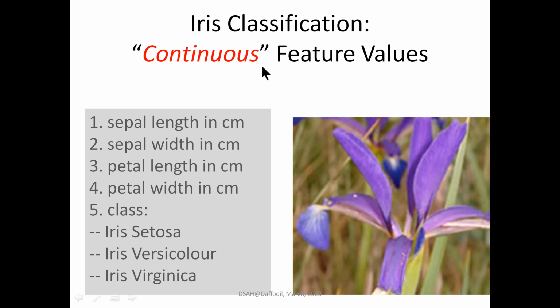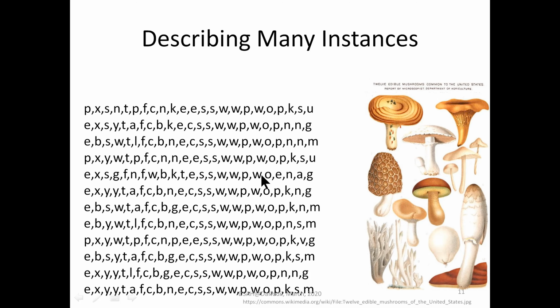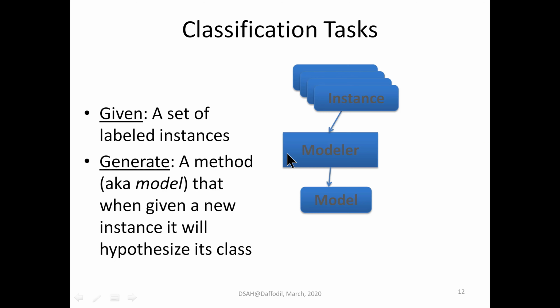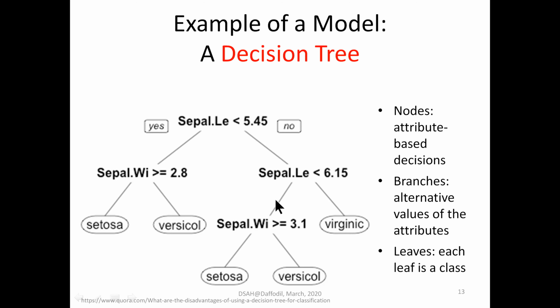So iris classification has continuous feature values. We have the sepal length, sepal width, petal length, petal width, and different classes. And these are actually continuous feature values. So you describe different instances like this. In a common classification task, you give labeled instances and you generate a model. That model is developed so that you can classify unknown instances.